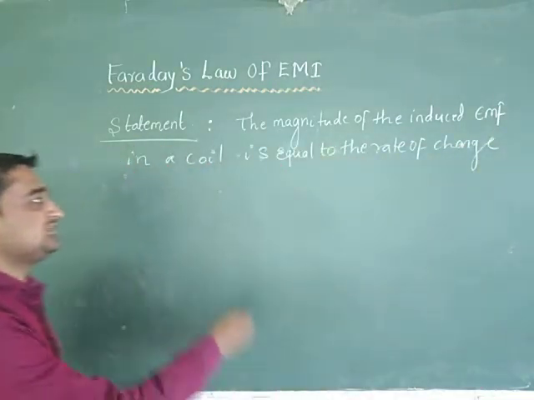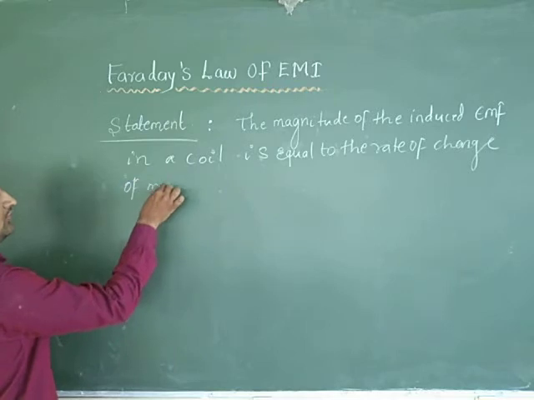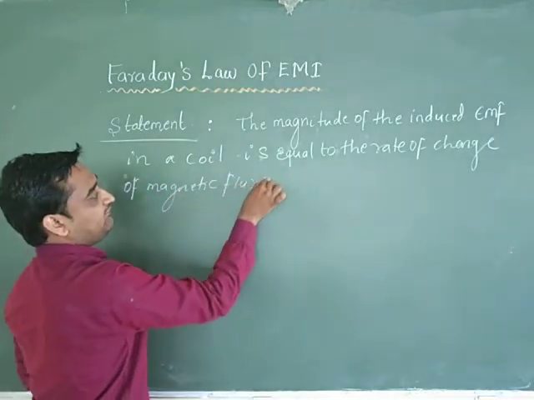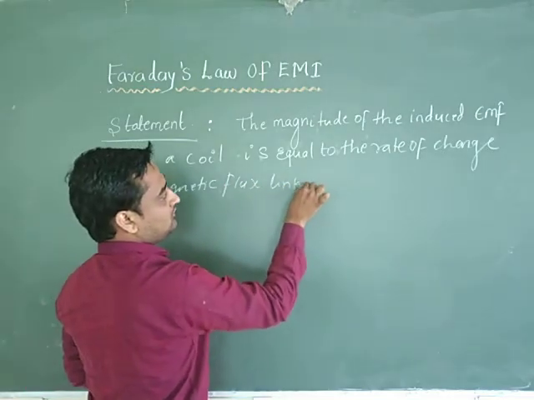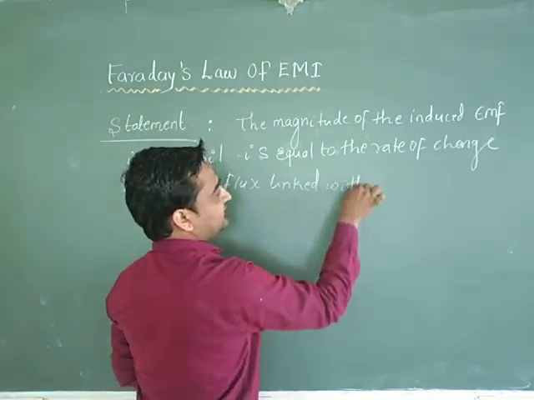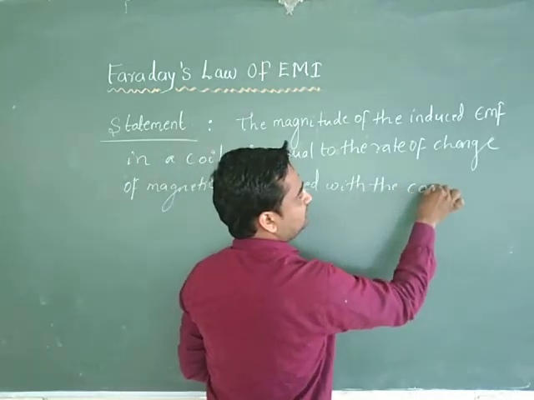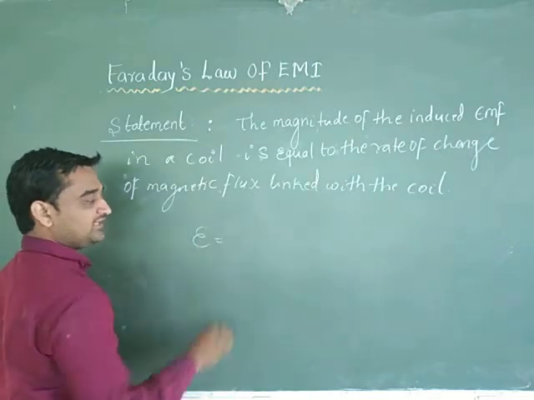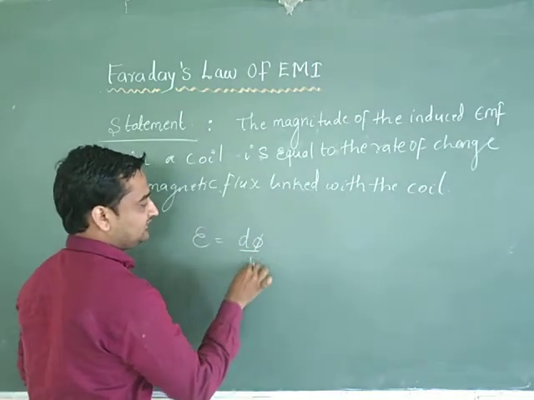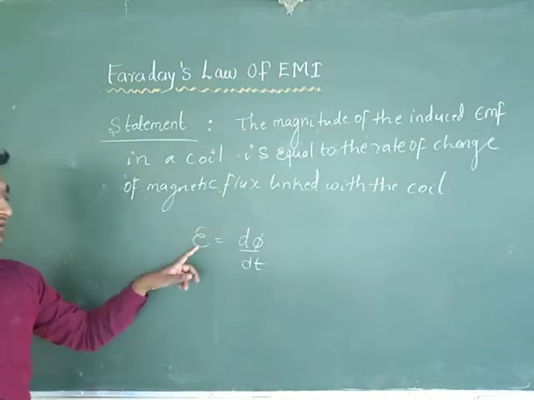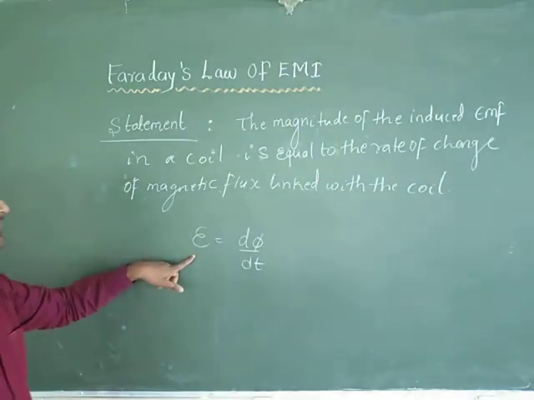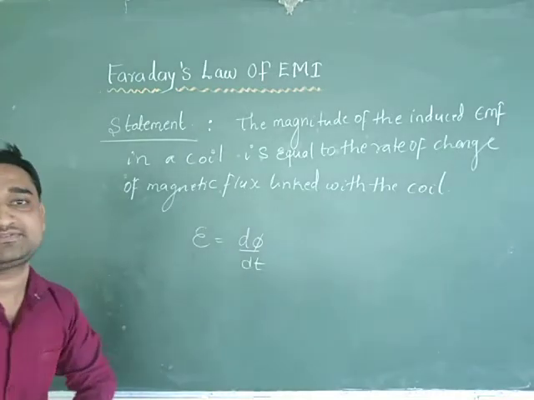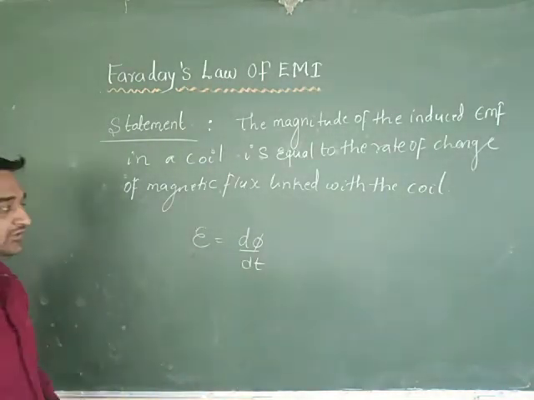The rate of change of magnetic flux linked with the coil, right? Therefore the induced EMF is equal to dφ by dt. The magnitude of the induced EMF in a coil is equal to the rate of change of magnetic flux linked with the coil. So if dφ is what here?